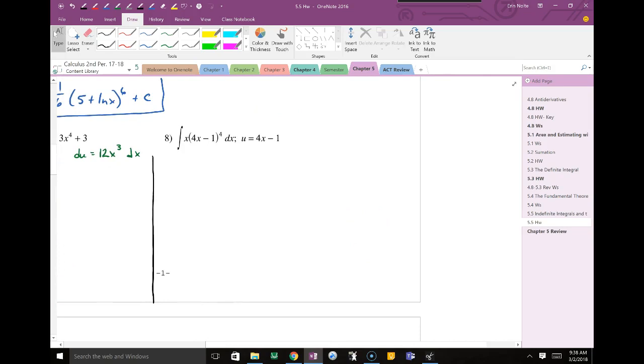Okay, so the reason it's so hard is because what is the derivative of my u? 4. So we have this x. Okay, so this is going to require some fancy footwork. When I derive it and it's not the same as the outside, there's a step I have to do first. I'm going to take my u and solve for x.